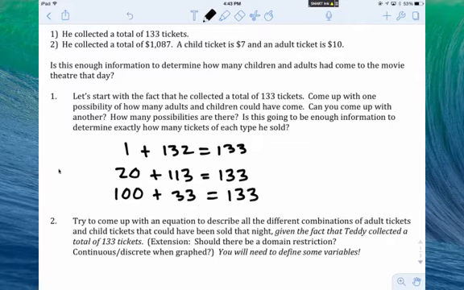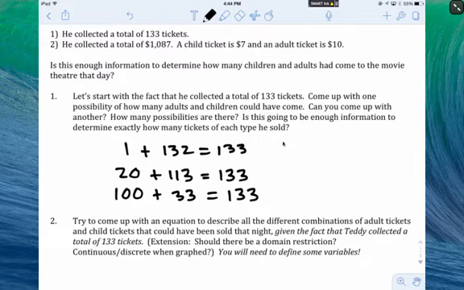We've come up with a whole bunch of different possibilities for how many children and adults could have come to the theaters. And how many possibilities are there? Well, a lot. If we were just wondering how many different combinations of two numbers add up to 133, we'd have infinitely many. But since we're talking about a real-world situation here, we couldn't have, for instance, 134 children and -1 adult. Simply wouldn't make sense. So there are going to be a lot of different options. So right now, knowing that there were 133 tickets sold isn't enough information to determine exactly how many of each type.